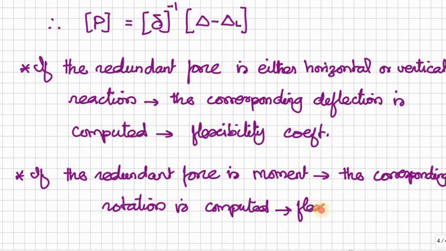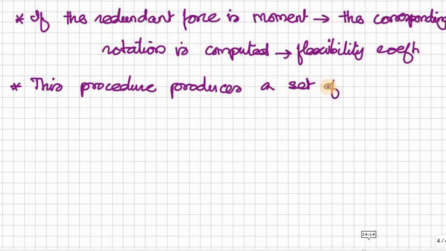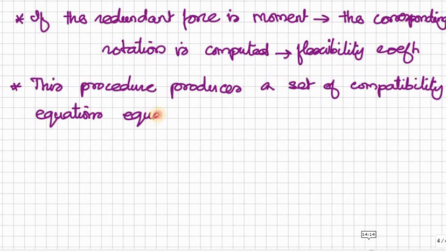So this procedure produces a set of compatibility equations equal in number to the redundant forces. That means one compatibility equation for a single redundant force. Suppose you have two redundant forces, then you will get two compatibility equations.